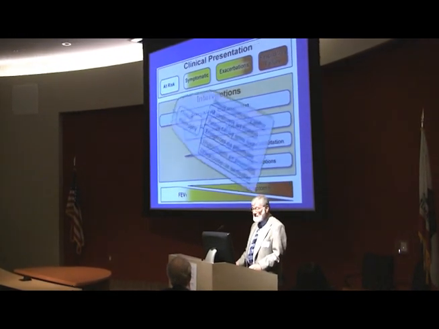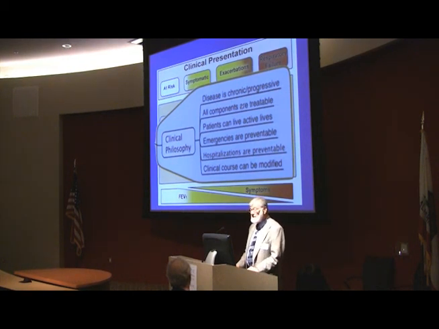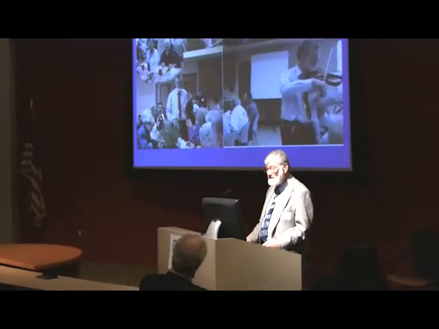So, in summary, basically the disease is chronic and progressive. It will get worse over time. But all components, including comorbidities, are treatable. Patients can live active lives. Emergencies are preventable. Hospitalizations are preventable. And the clinical course of this disease, how it affects the patients, can in fact be modified.